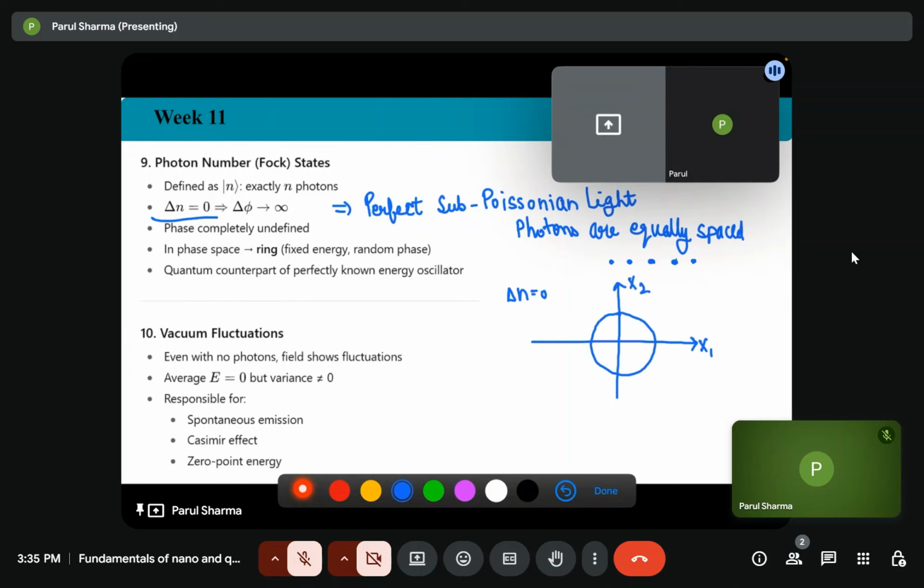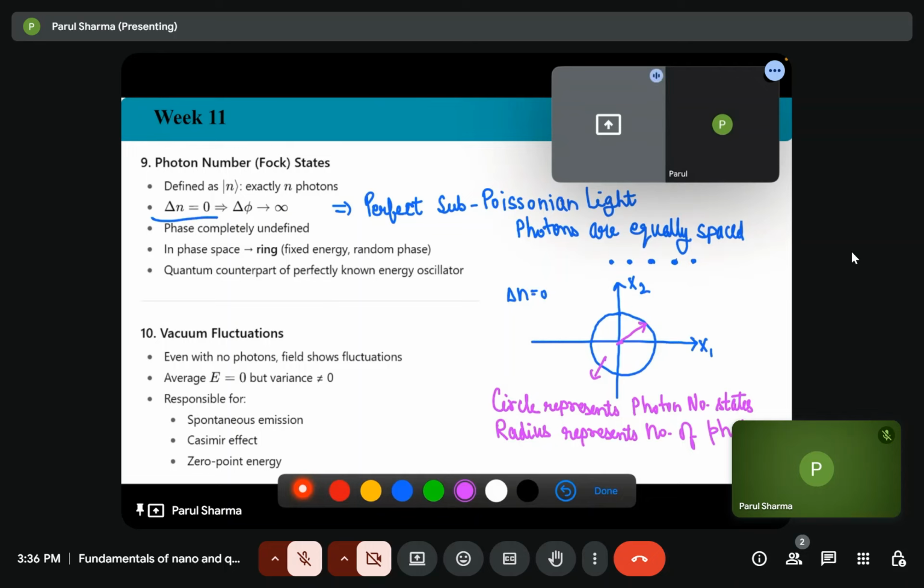that circle represents photon number states, where the radius of the circle represents the number of photons.